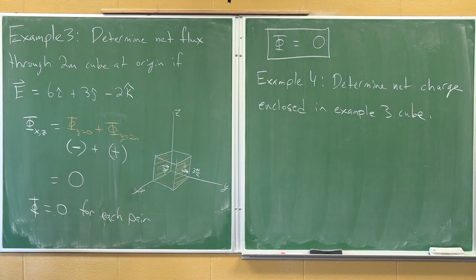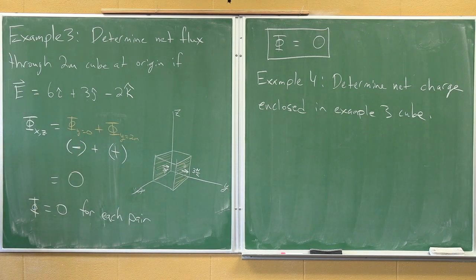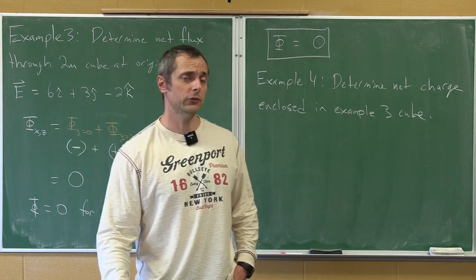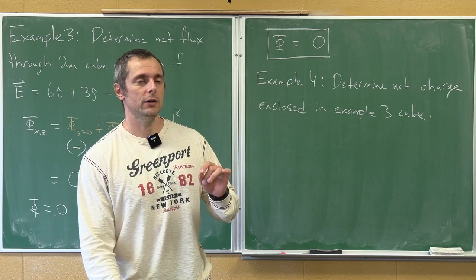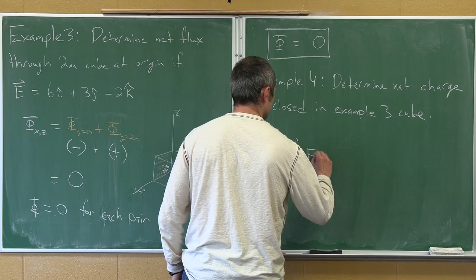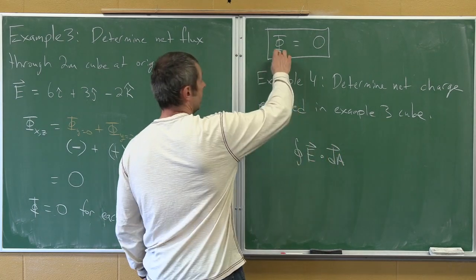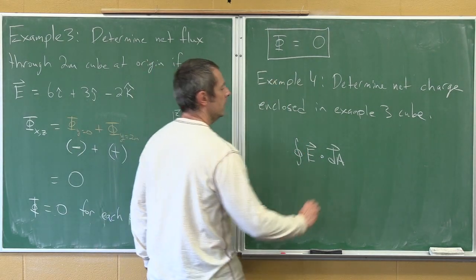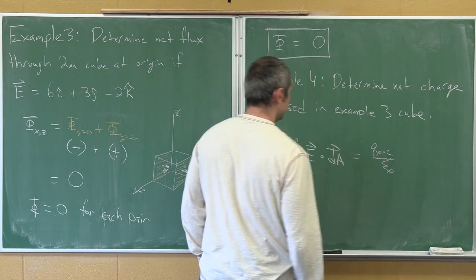determine the net charge enclosed in this cube right here. And you might be saying, well, wait a minute, they didn't tell us anything about any protons or electrons anywhere in this problem. Here's where we could use Gauss's law. We know that the net flux through this closed surface is Q enclosed over epsilon 0.